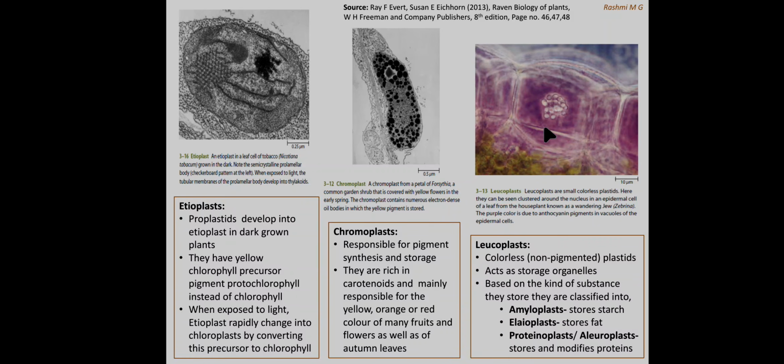Leucoplast, which is a colorless non-pigmented plastid, acts as a storage organelle. Based on the kind of substance they store, they are classified into three types: amyloplast, which stores starch; eleoplast, which stores fat; and proteinoplast or aleuroplast, which stores and modifies protein.